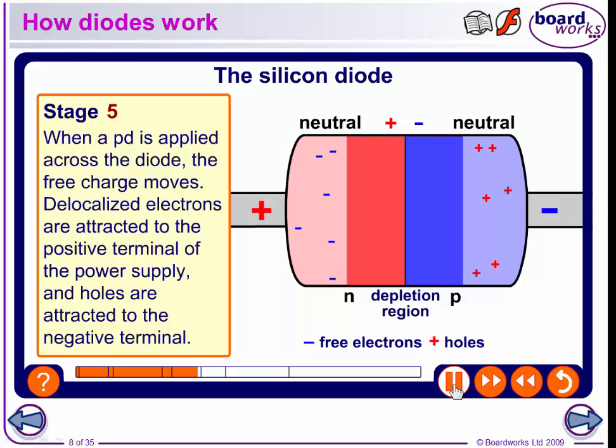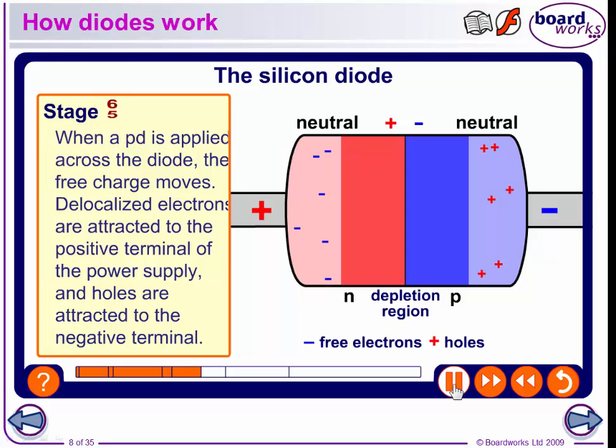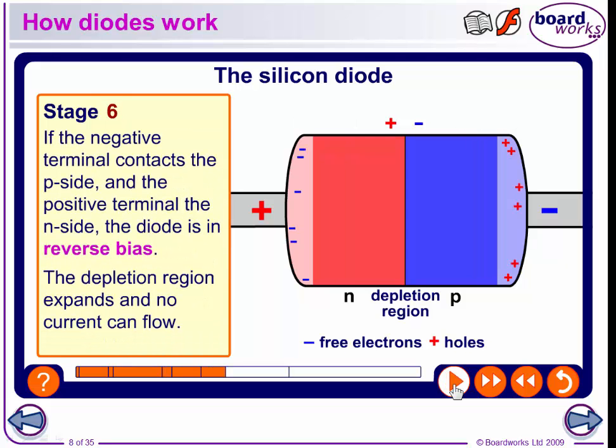When a potential difference is applied across the diode, the free charge moves. Delocalized electrons are attracted to the positive terminal of the power supply, and the holes are attracted to the negative terminal. If the negative terminal contacts the P side and the positive terminal the N side, the diode is in reverse bias. This depletion region expands and no current can flow.